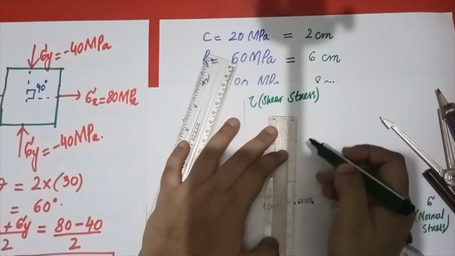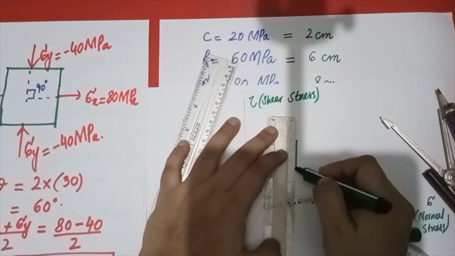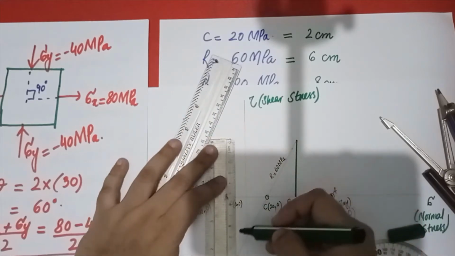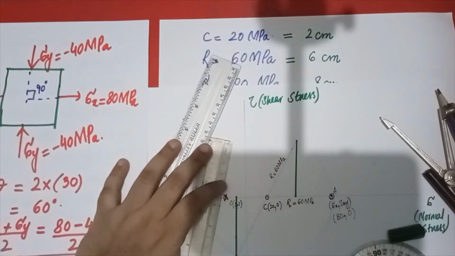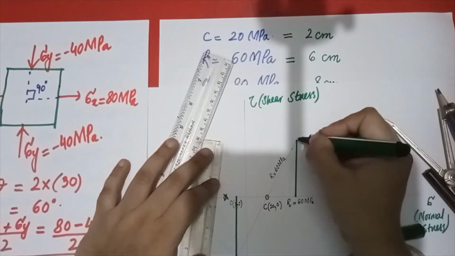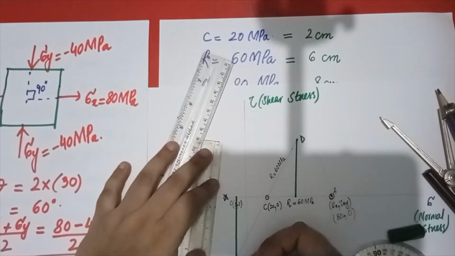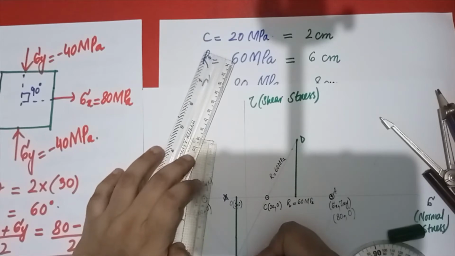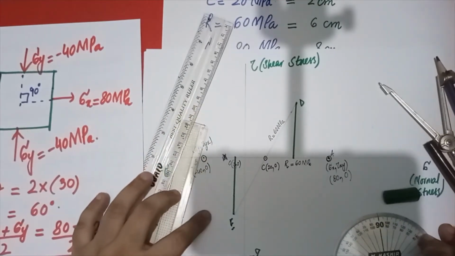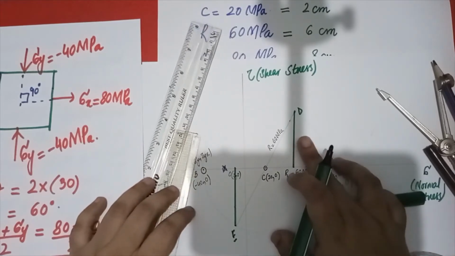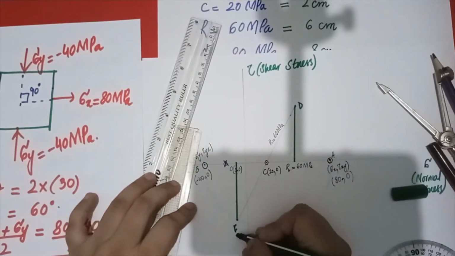So let me draw this perpendicular from this point downward, and this will be upward. What does that mean? This point is D and this point is E. Is it visible? Okay, it is visible that this point is D and this point is E.